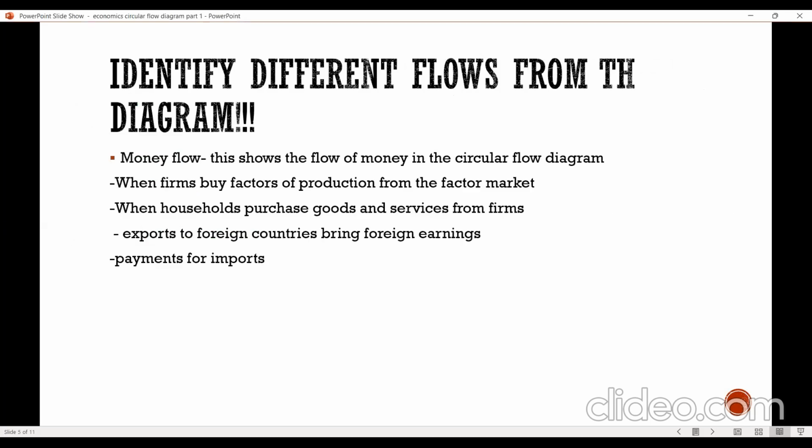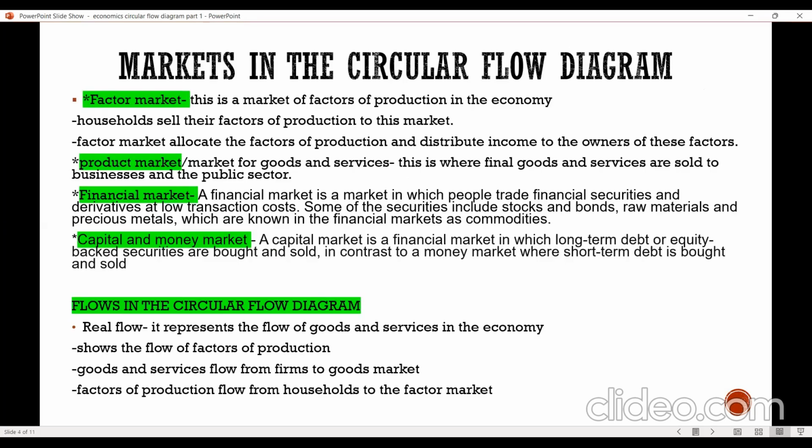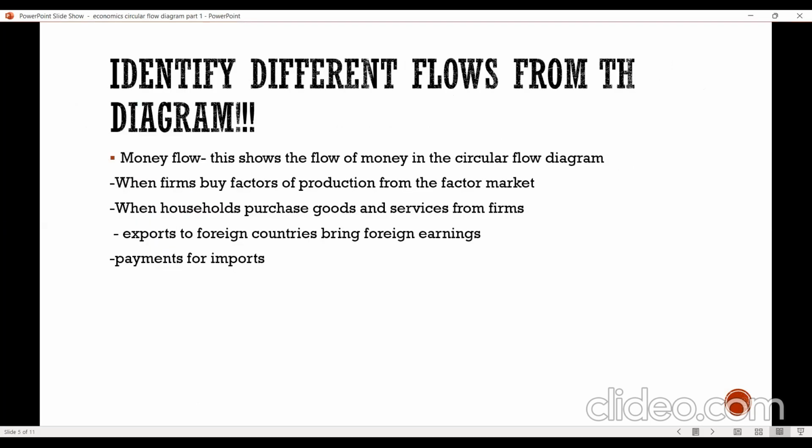What is the money flow? Remember, we are discussing the flows in the circular flow diagram. We discussed the real flow. Now, talk of the money flow. It is self-explanatory. This shows the flow of money in the circular flow diagram. How does money flow in our circular flow diagram? Now, some examples: when firms buy factors of production.